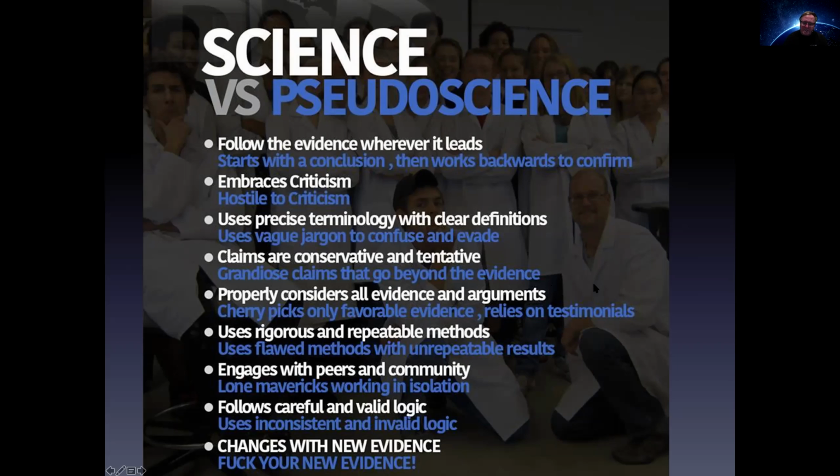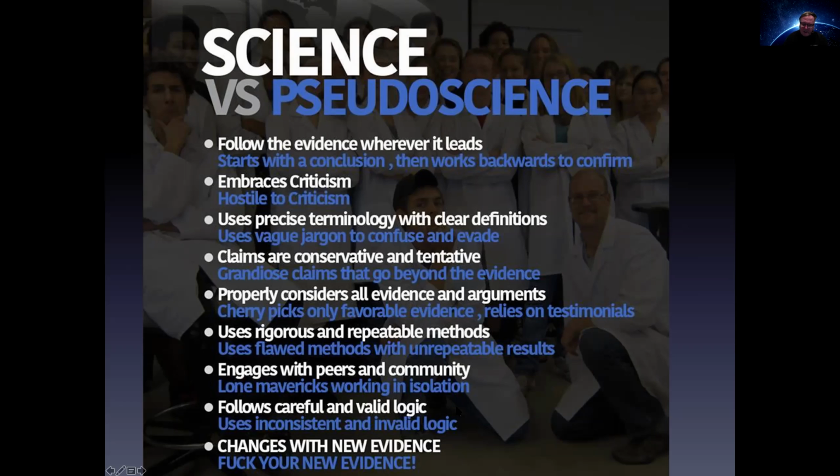Science tries to properly consider all the evidence and arguments, whereas these religious and pseudoscientific systems will pick only the evidence that fits them or rely on individual testimonials, but not actually do any real science, okay? And science has to be rigorous and repeatable, whereas you often find these crank pseudosciences will do something with one observation only and never repeat it. Science is trying to always engage with the peer community and be an open society, whereas, of course, the people who crank out pseudoscience are often lone mavericks who think they're the smartest person that ever lived.